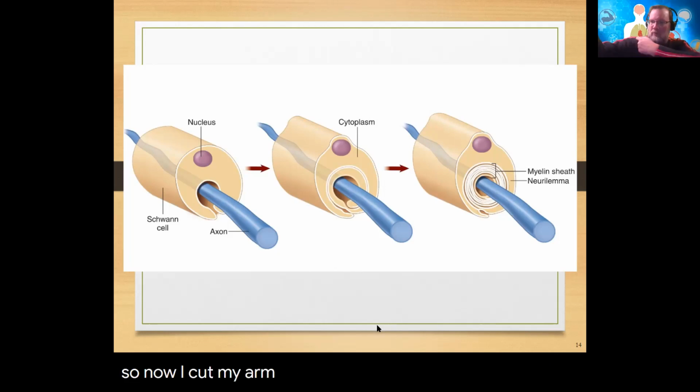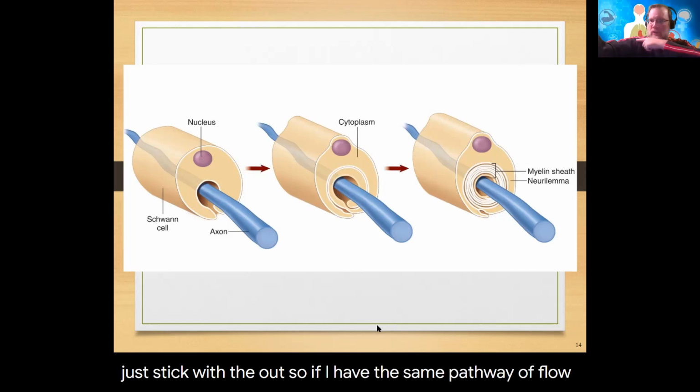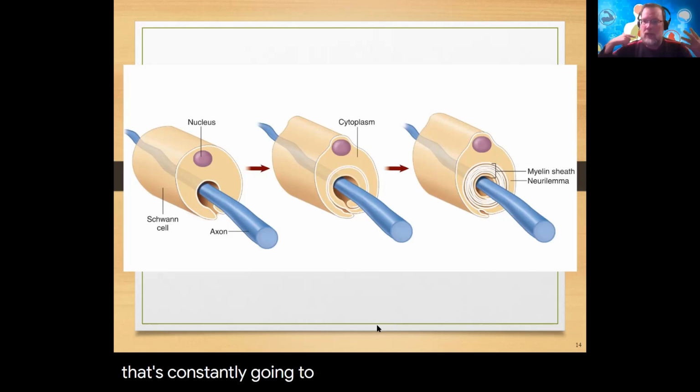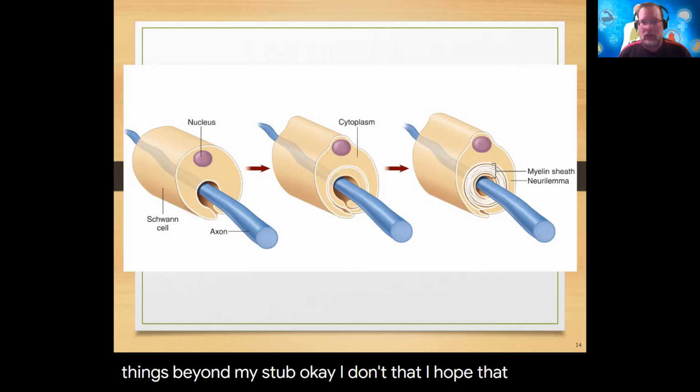Now I cut my arm off up here, or we'll do the elbow. If I have the same pathway of flow that's constantly going to the same spot up the same tract, it's there forever. If I cut this off, the pathway still exists. So there's going to be a potential for that sensation that something is out there, something's beyond my stub. I hope I'm explaining that well.